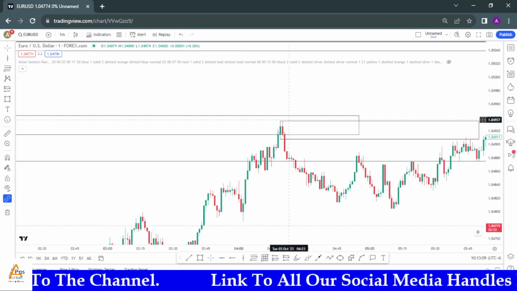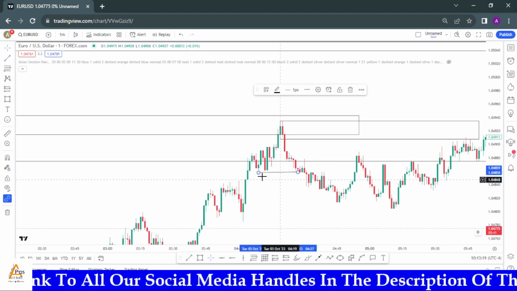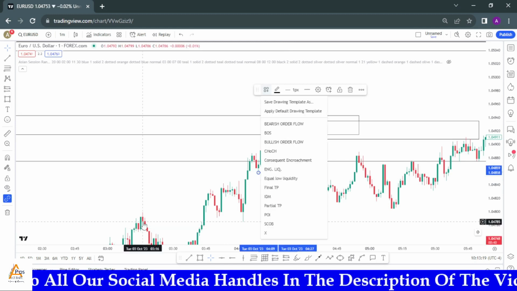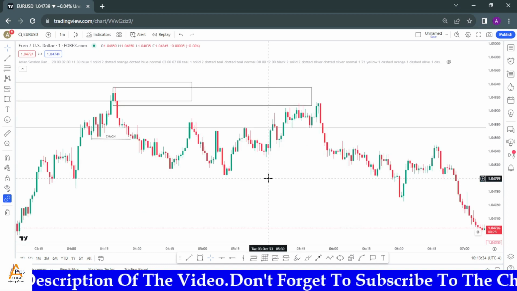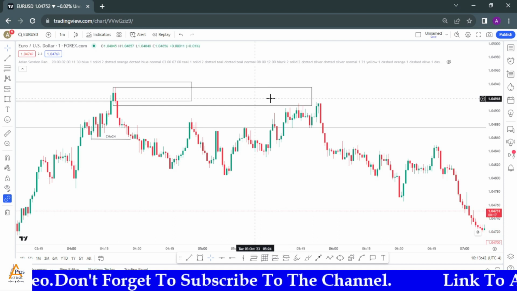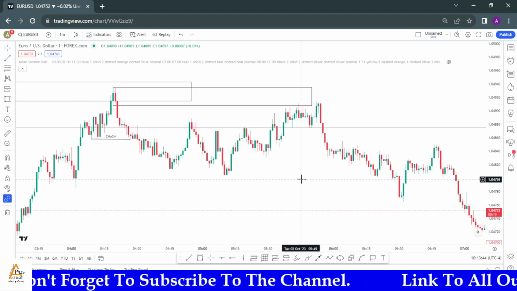Now I only marked this zone after I realized there was a change of character over here for me, from this valid pullback, that I got my change of character. Now we have inducement also formed over here, so that is kind of giving me more idea to take a trade based from this refined zone. So that is why I made that sell that you saw.